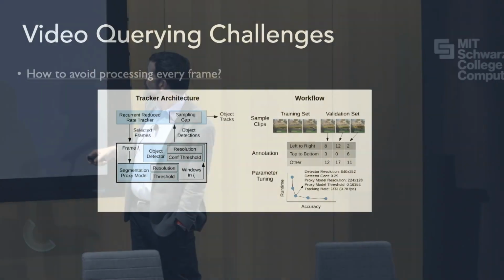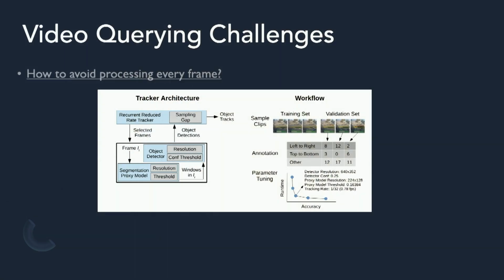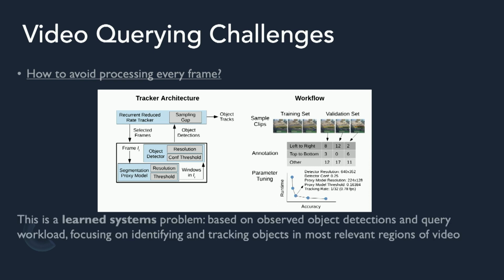I haven't shown too many of the evaluations here. I'm not going to go into detail, but you can check out our papers and look at it. Okay, so this is an example of a learned system. Based on the observed object detections and query workload, we focus on identifying and tracking the objects that are in the most relevant regions of the video, and that's what we do the research on, all right?